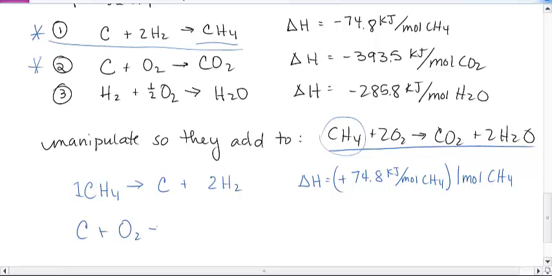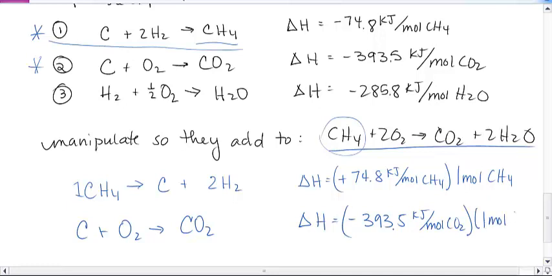So I'm going to leave this one alone. Carbon plus oxygen yields CO2. And since I didn't flip it over, I'm not flipping my sign. I'm just leaving it alone. And I only need 1 mole of CO2. So I'm basically getting these to cancel out. So I can just get joules or kilojoules.